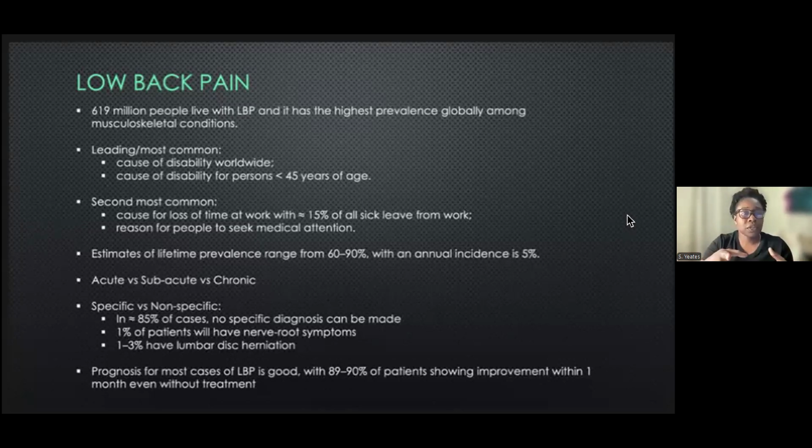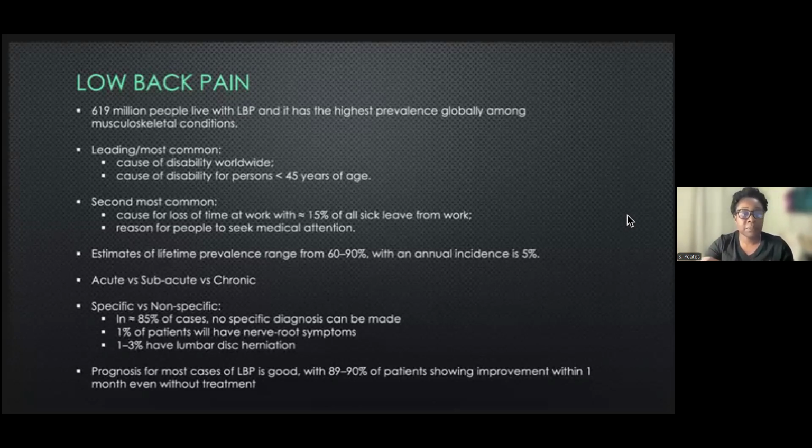Now, 690 million people live with lower back pain, and it has the highest prevalence globally among all the musculoskeletal conditions. It is leading in 2 areas, as the most common cause of disability worldwide, as well as the cause of disability for persons below the age of 45. It's the second most common cause for loss of time at work, with approximately 15% of all sick leave from work. And it's also the second most common reason for people to seek medical attention.